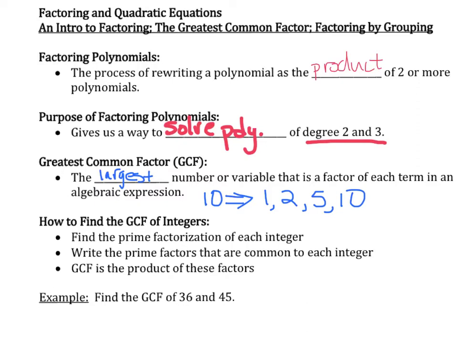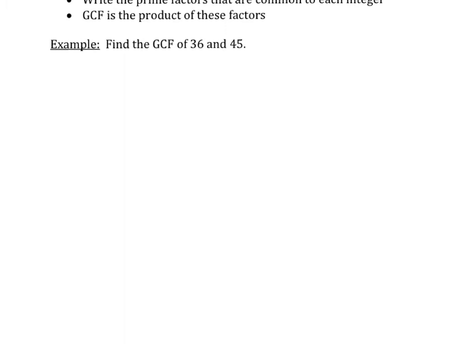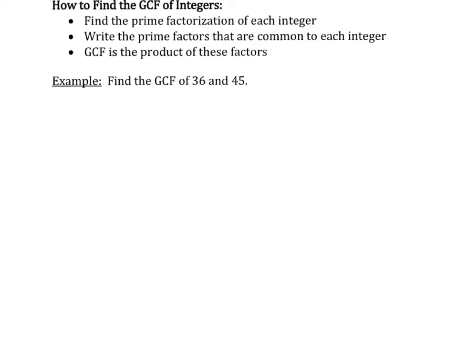Let's look at how we can find them when we're dealing with integers. The first thing we're going to do is find the prime factorization of each integer. Then we're going to write the prime factors that are common to each integer, and our GCF will be the product of these factors. Let's look at an example where we do this. In this first example, we have: find the GCF of 36 and 45. I'm going to use those steps once again.